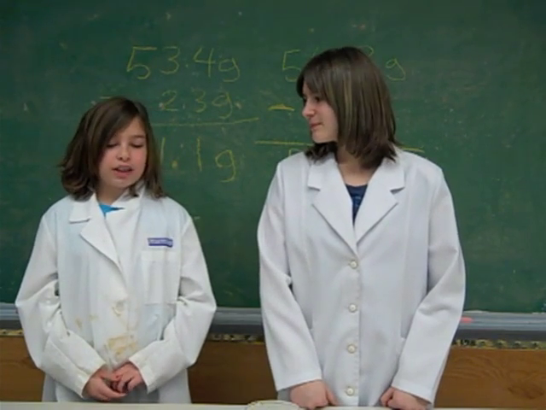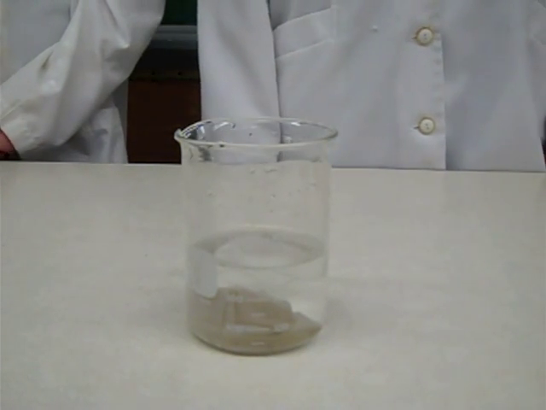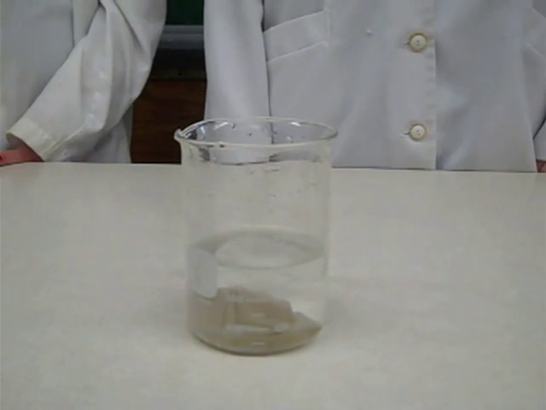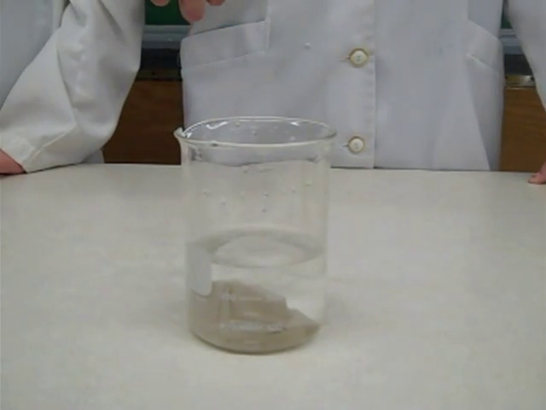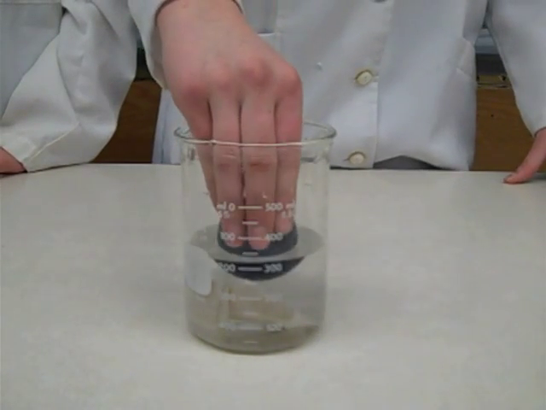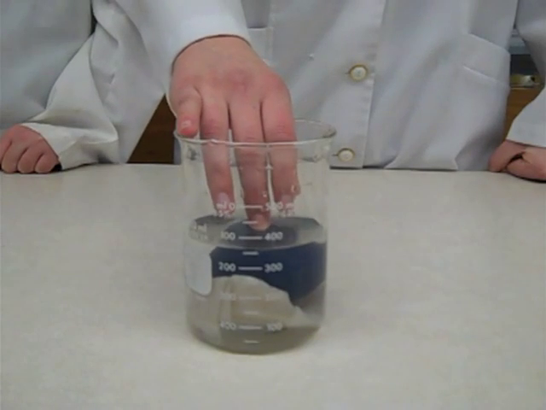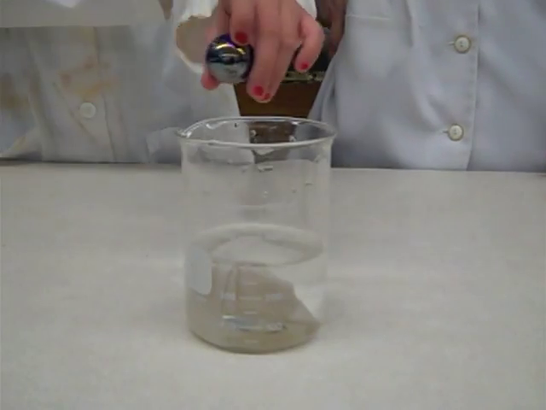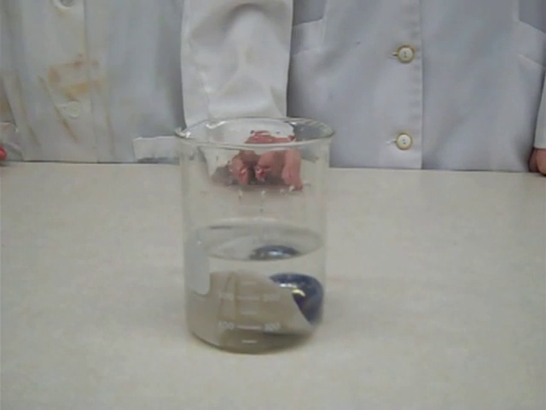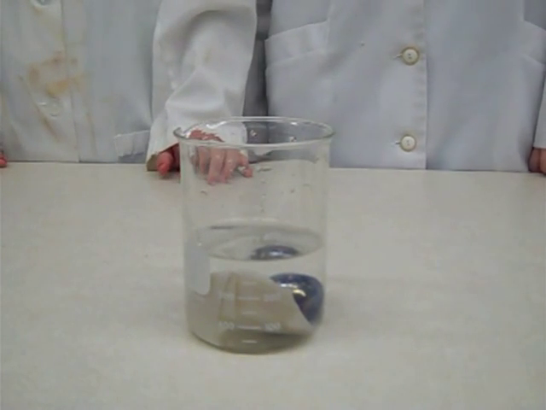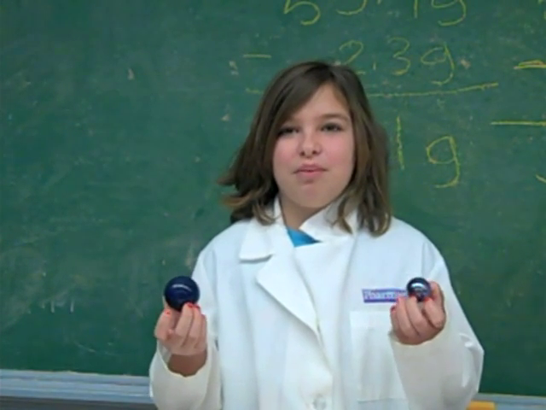How much space an object takes up is its volume. To find the volume of the marble and the ball, we prepared this beaker, and we filled it up to 300 milliliters. Now we're going to put this ball in the water, and how much the water rises, that's its volume. You can see now it's about 50 milliliters. We'll do the same thing with the marble. And you can see its volume is about 20 milliliters. This ball is bigger, takes up more space, and has more volume.